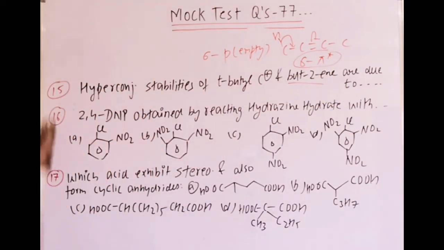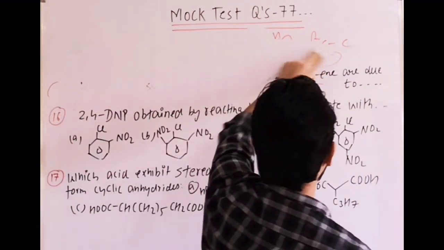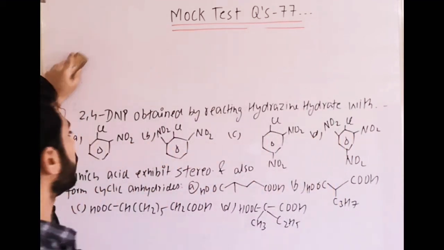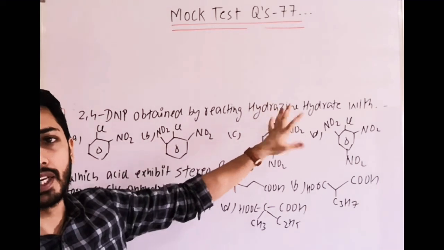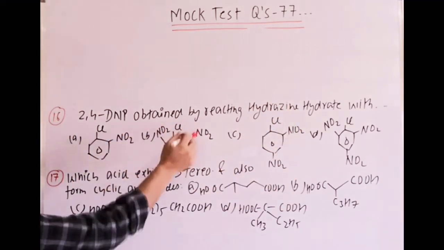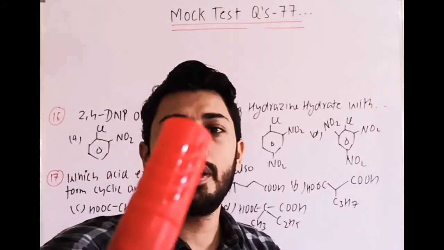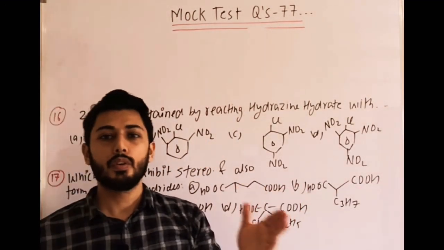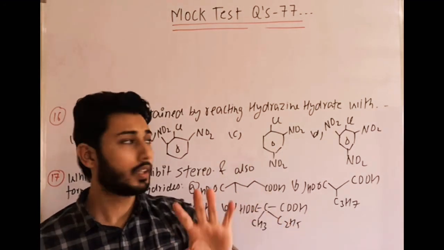The next is: 2,4-DNP can be obtained by reacting hydrazine hydrate with which compound. Simply take it as NH2NH2 and H2O is present. Mainly the reaction is the same, with hydrazine present. So among them, which will generate 2,4-DNP? Now 2,4-DNP is covered in the carbonyl compounds, that is 2,4-dinitrophenylhydrazine.